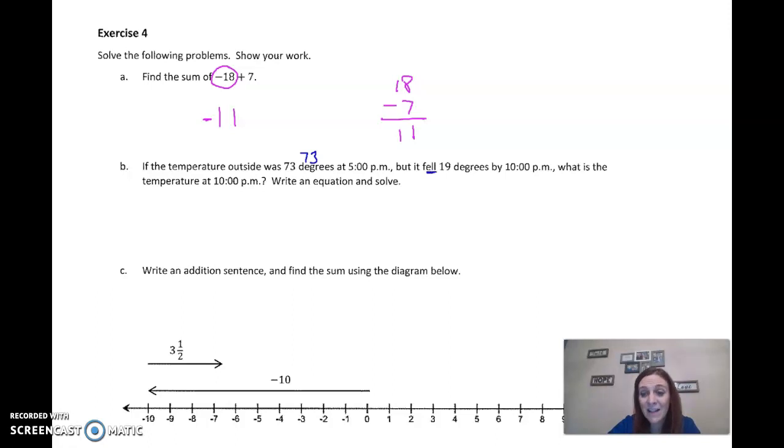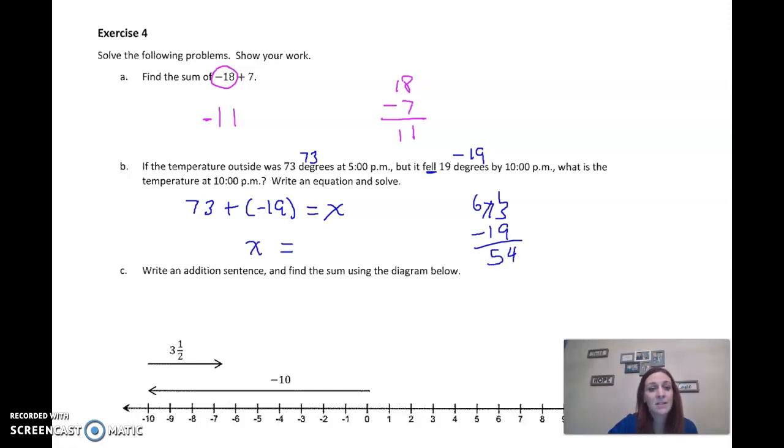If the temperature was 73 degrees outside, that's a positive 73. But it fell, remember that, rising and falling? 19 degrees, that's a negative 19. What is the temperature at 10? Write an equation, equal sign, and solve. So if I go 73 plus a negative 19, what does that equal? We don't know, so put an X there. Different sign, subtract. Is this going to be a positive or a negative 54? This is greater. This will be positive.